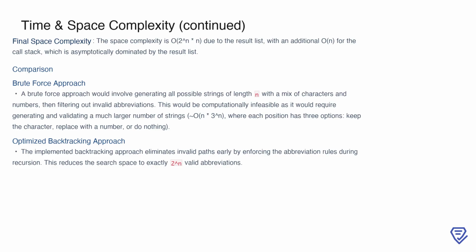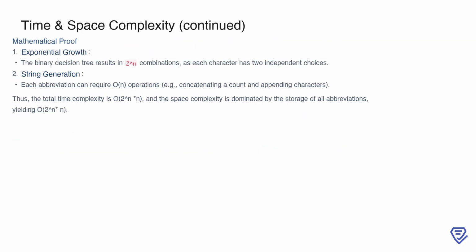In contrast, the backtracking approach directly enforces abbreviation rules during recursion, drastically reducing the search space to exactly 2 to the power of n valid abbreviations, making it far more computationally efficient. To solidify this understanding, consider the mathematical proof behind the complexity.